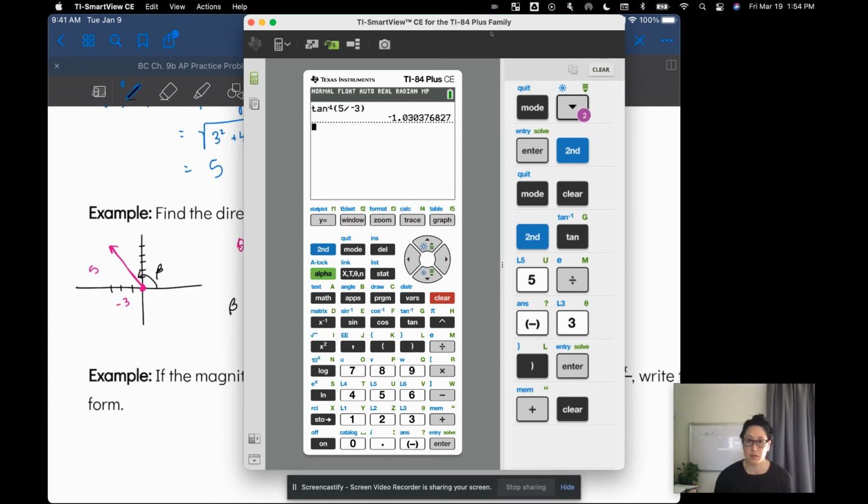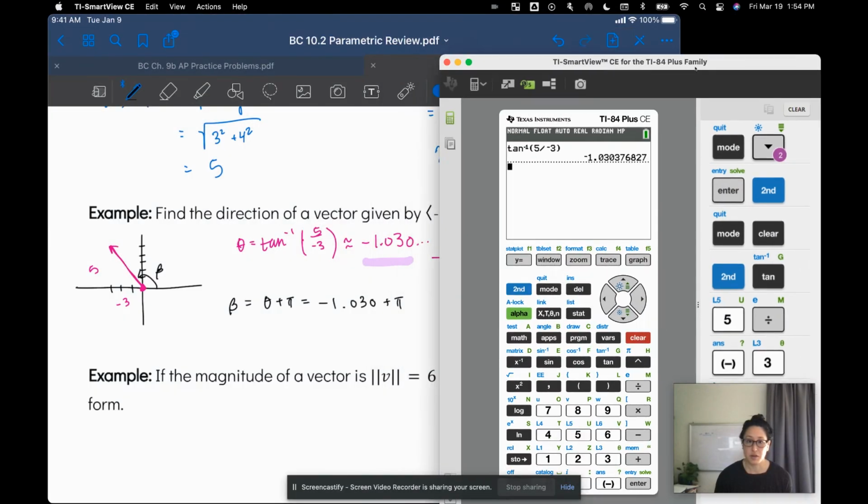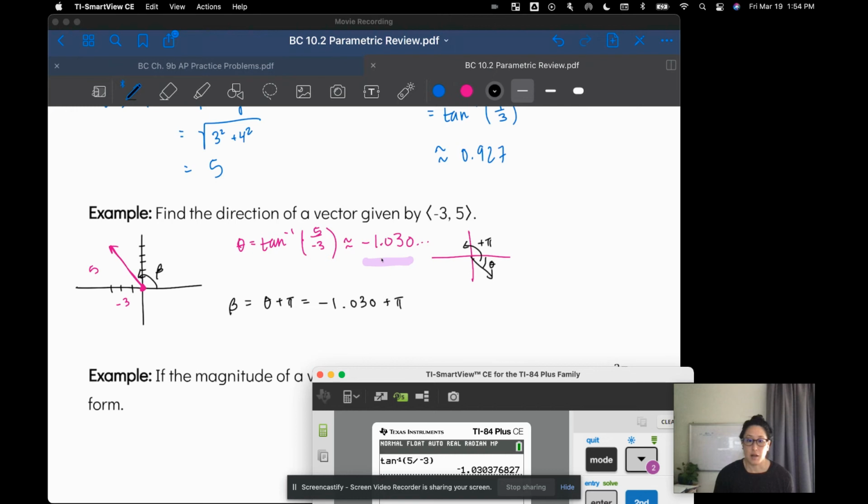Oh, you couldn't see any of that. Okay, so here we go. The angle -1.03 is in quadrant 4, but my ray faces quadrant 2. So I need to add pi to get my angle into quadrant 2. I'm going to label my angle right here as beta. So beta is equal to theta plus pi. So I'm going to start with my quadrant 4 angle of -1.030 and add pi to it.